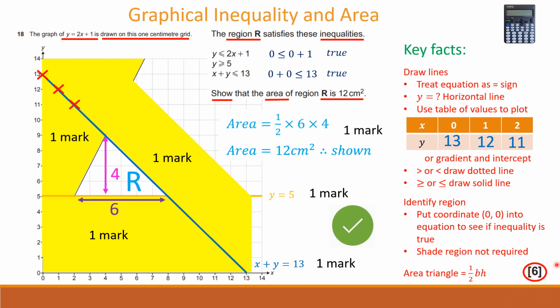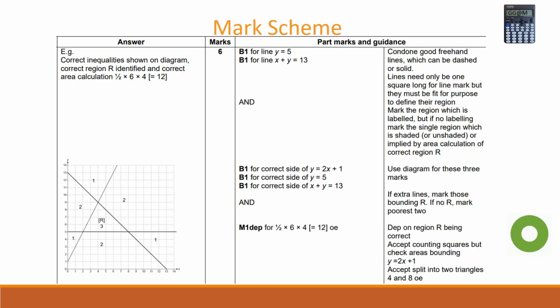Inequalities always come up on one of the exam papers. Make sure you know how to do your graphical inequalities and you understand how to work out the regions. The mark scheme on this question shows there are 6 marks. B1 is a method mark. M1 dependent, or dep, means dependent, it means it depends on where you shaded your region.